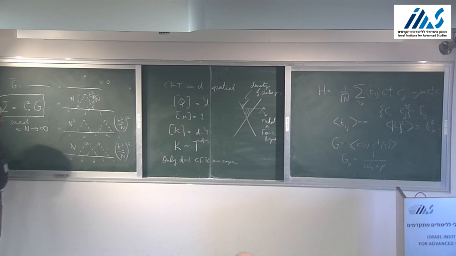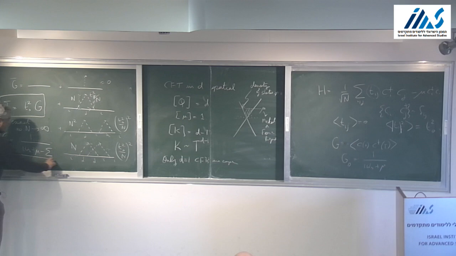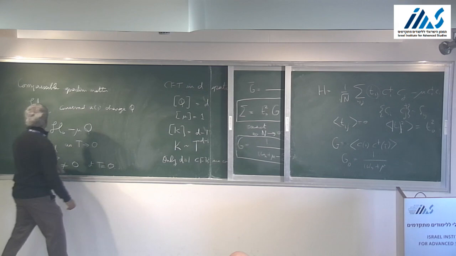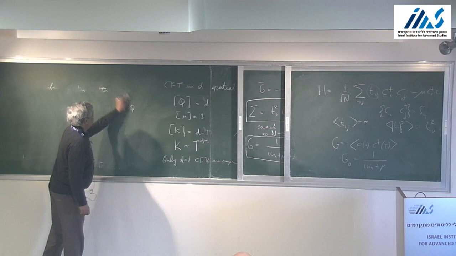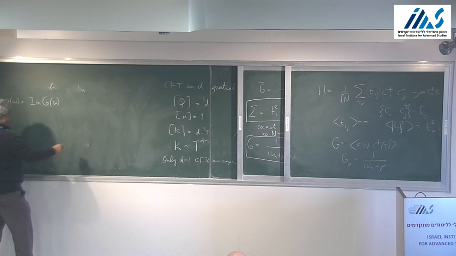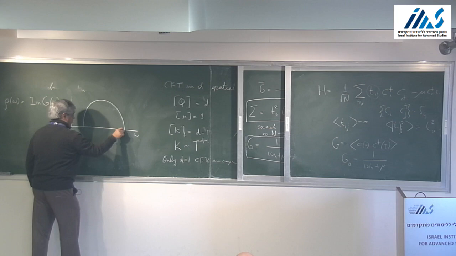So sigma is equal to T naught squared G, and G is equal to 1 over I omega n plus mu minus sigma. So you solve these two equations. That's equivalent to solving a quadratic equation. I presume you can do that. And so what do you get from this? What you get is the famous semicircle density of states. If you look at the imaginary part of G of omega, let me call it rho of omega, you solve this, and as a function of omega, you get a semicircle. So this is T naught squared.